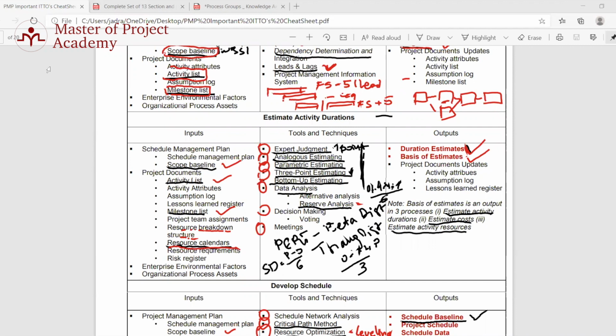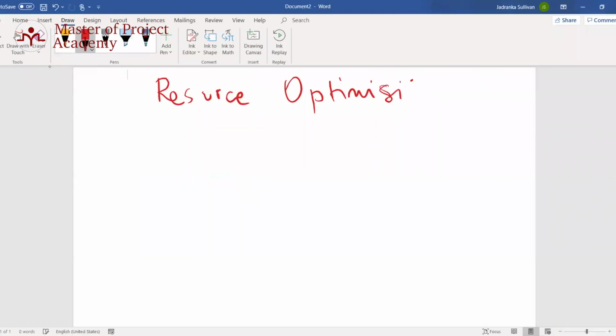Yeah, here. So we have resource, oh, sorry, optimization. I'm not sharing? You're not seeing? No, I just covered it up. Hang on. Okay, no, it's here. Okay. So resource optimization.